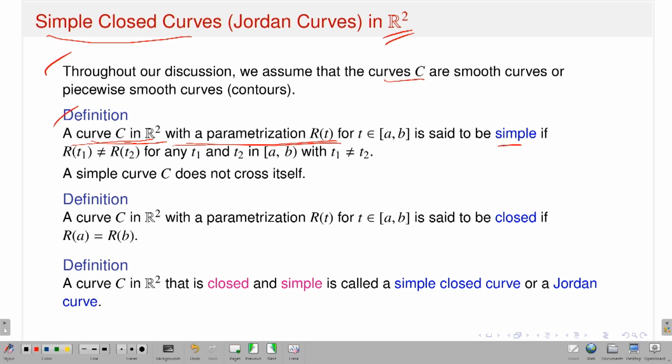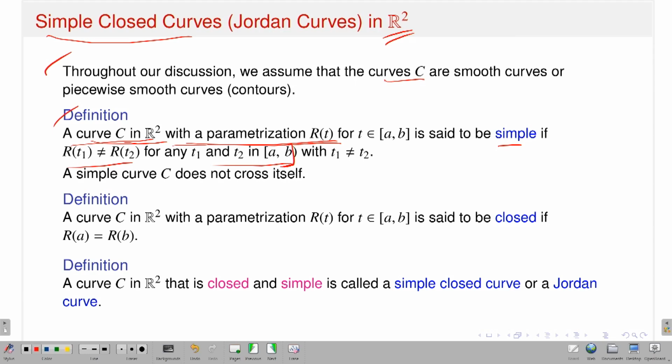Simple curve means it should be injective, right? One-to-one. That means R of t1 is not equal to R of t2 whenever t1, t2 belong to the interval. Let it be closed, not the open one. So t1, t2 belong to the closed interval [a, b] with t1 not equal to t2, then it should imply capital R of t1 is not equal to capital R of t2. That means the parameterization capital R is injective.